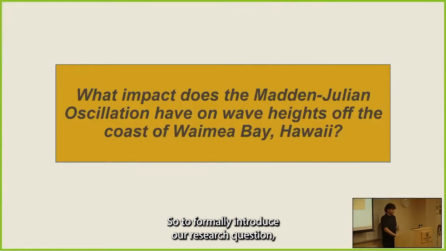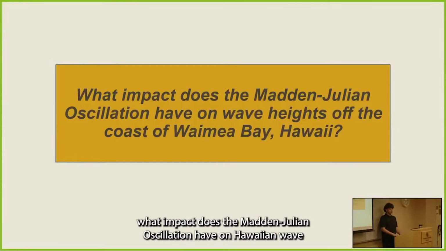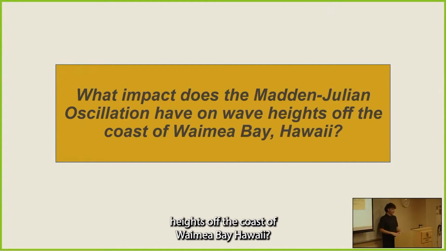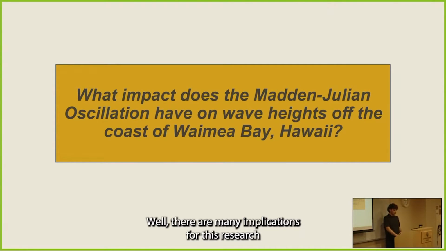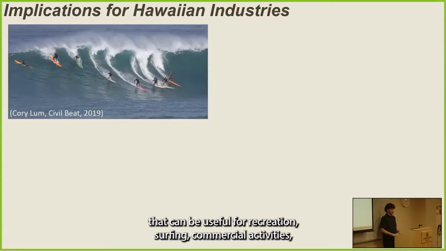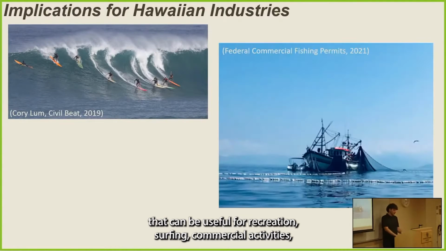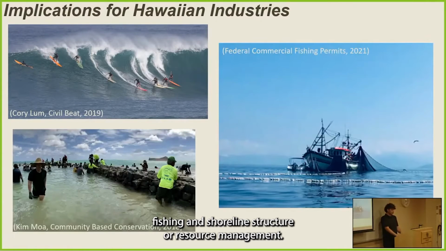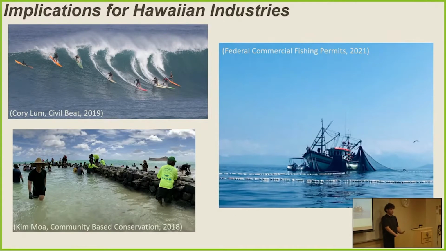So to formally introduce our research question, what impact does the Madden-Julian oscillation have on Hawaiian wave heights off the coast of Waimea Bay, Hawaii? Well, there are many implications for this research. It can be useful for recreation like surfing, commercial activities such as fishing, and shoreline structure or resource management.